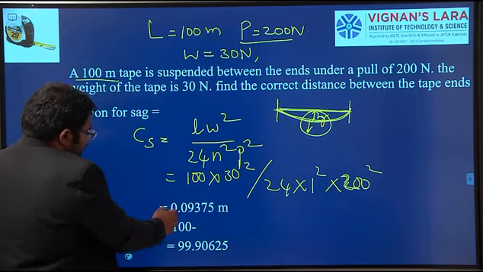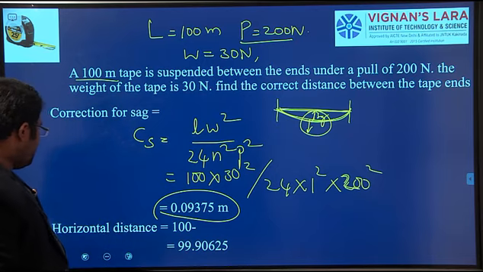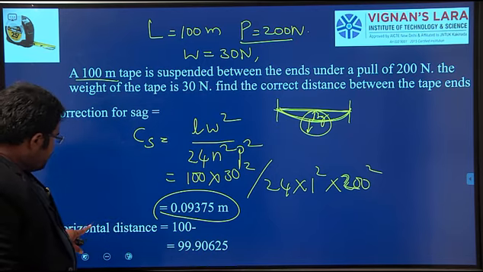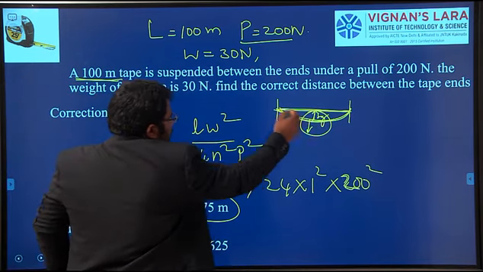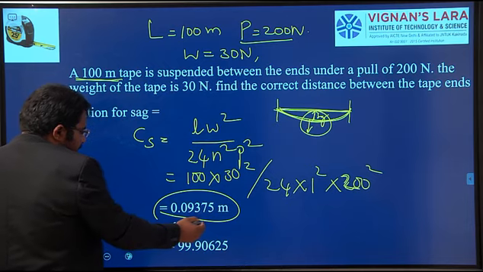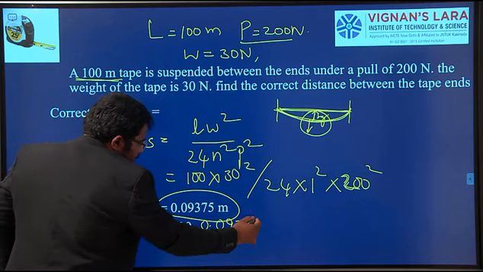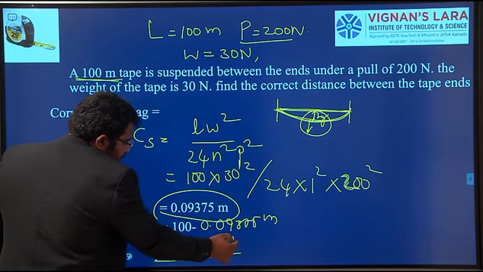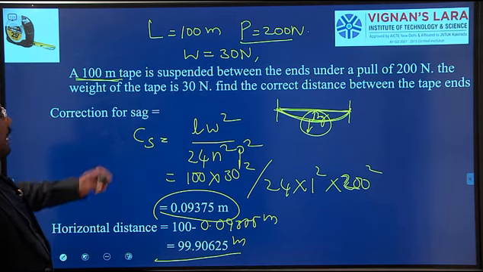After doing that, we finally will get a value of 0.09375. Okay. So this value has to be subtracted from the 100 meters. Since it is more length now, we have to deduct 100 minus 0.09375 meters. So finally we will get a value of 98.90625 meters as the correct distance between two tape ends.